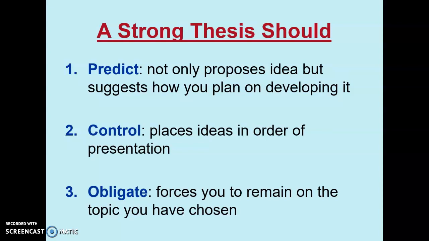So if, let's say, rationale number 1 comes first, and rationale number 1 is on freedom, and rationale number 2 is on religion, well, I have to develop freedom first, and then I have to develop religion second. So it controls you. It basically helps you organize your ideas. Number 3, a thesis, a strong one, is supposed to obligate you. It forces you to remain on topic.